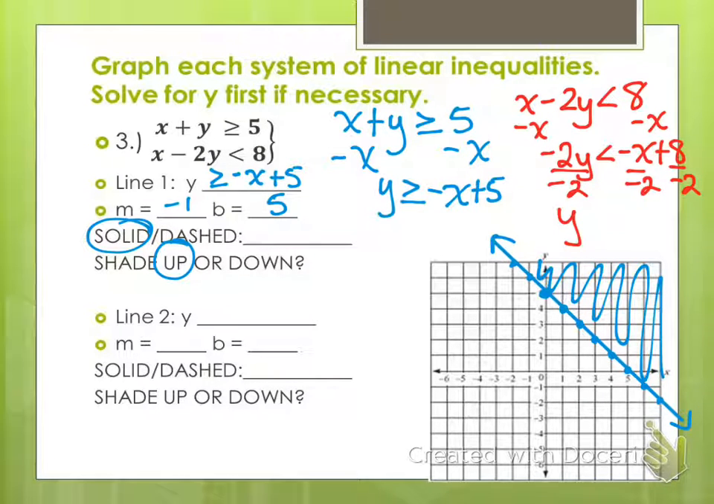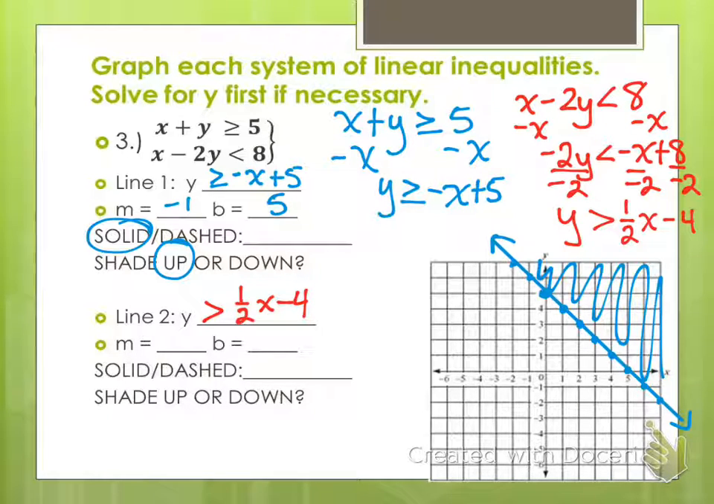What special thing happens here? The symbol, the sign here, flips around. We divided everything by a negative, so that symbol flips. A negative divided by a negative comes out to be a positive 1/2 x. Positive 8 divided by negative 2 is a negative 4. Okay, so we end up with y is greater than 1/2 x minus 4.